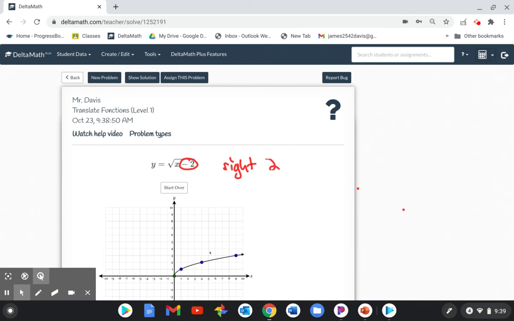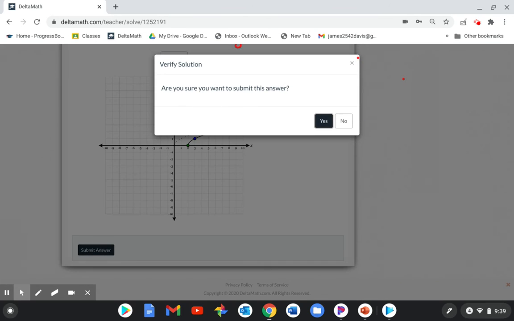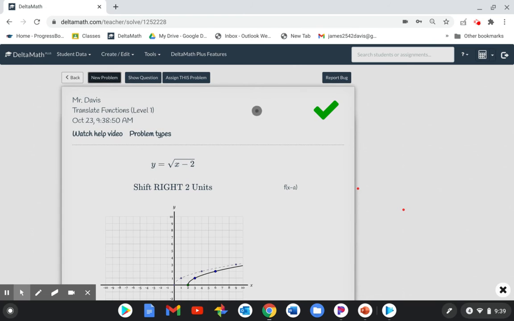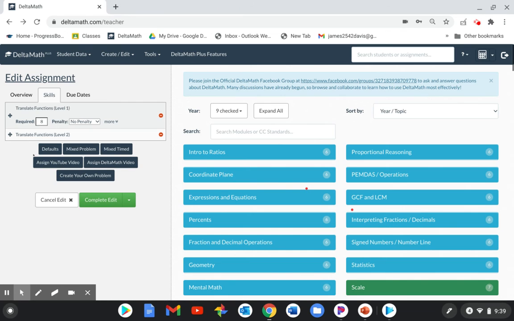So we're going to do the same thing. We're going to click the green dot and move it right 2 spaces. Shift the whole function right by 2. There we go. So those are pretty easy. Again, this one would be right by 5. So you just click and move right 5. Let's go ahead and look at the other problem set.